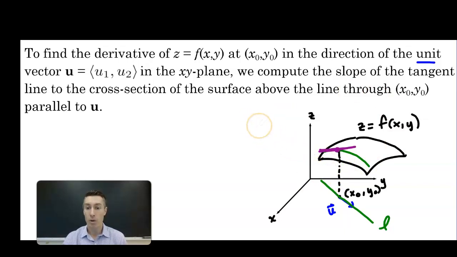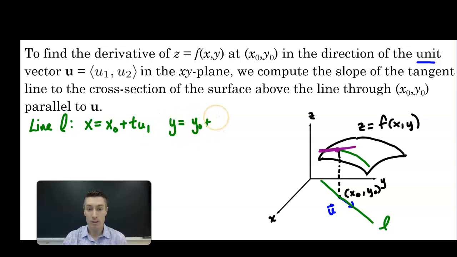But how are we actually going to compute what we just drew out? So the first thing that we need to do is define the line. So the line L, we know how to write the equation of a line. It goes through the point x0, y0, and the direction vector is parallel to u. So we'll just use u as the direction vector. So parametrically, x would be equal to x0 plus t u1, and y would be equal to y0 plus t u2.